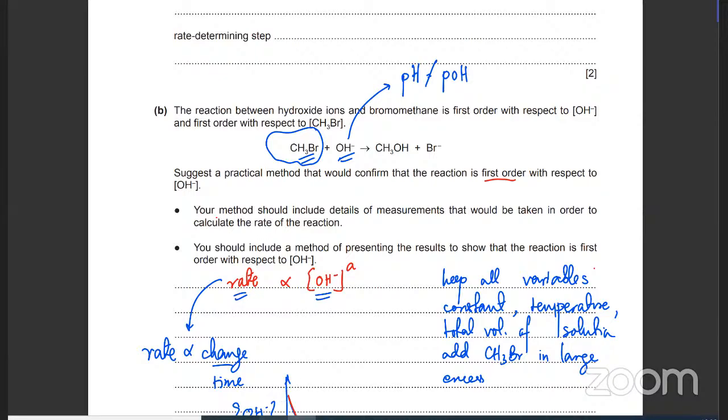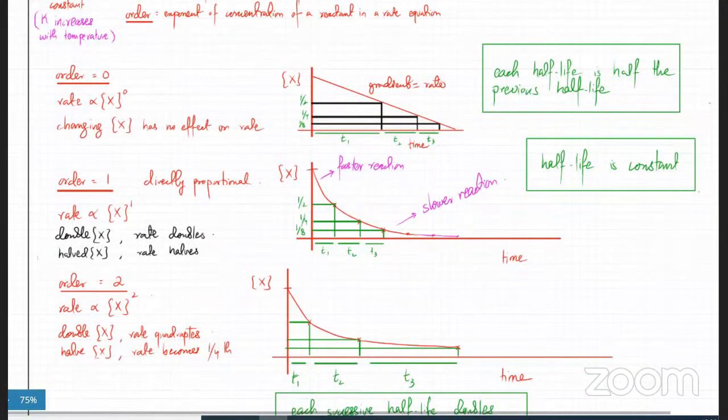Okay, so I'll just quickly go through that. There are two ways to experimentally do this. One is you make one graph. You plot the concentration of a reactant with time and keep everything else constant by adding them in large excess and keeping the temperature constant. All other variables are constant. So if the concentration decreases in a straight line, that means zero order. That means even though the concentration is decreasing, nothing happens to the gradient or the speed of the graph.